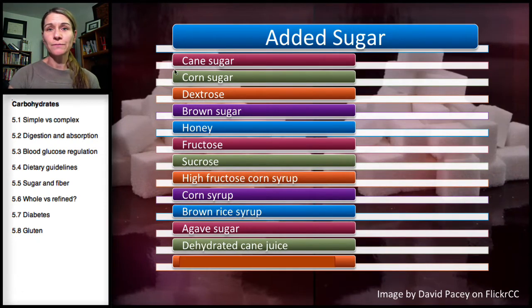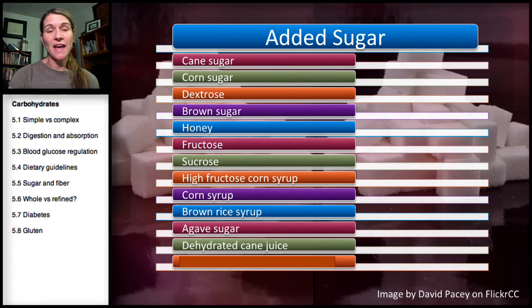Cane sugar, corn sugar, and we can obtain sugar from sugar cane or from corn, and we'll talk about how that is made. Dextrose, just as I mentioned before, anything with an OSE should alert you to an added sugar. Brown sugar, this is just white sugar really with the molasses not removed from it.